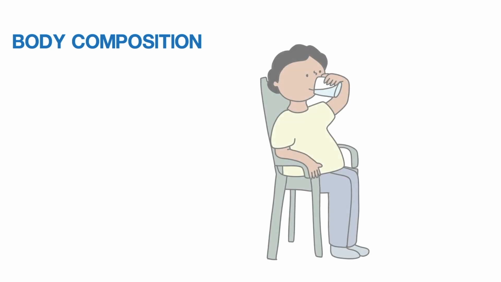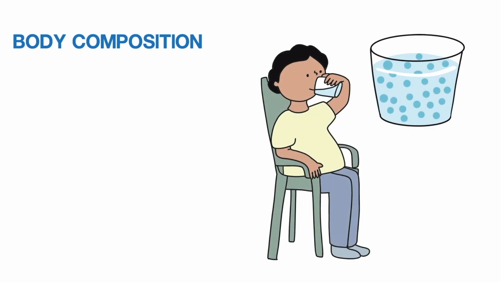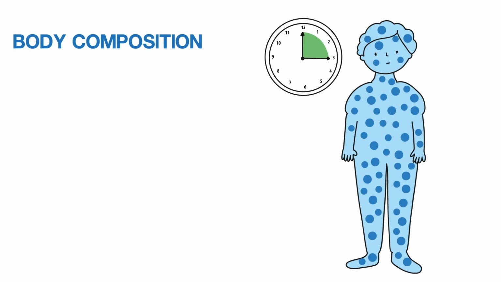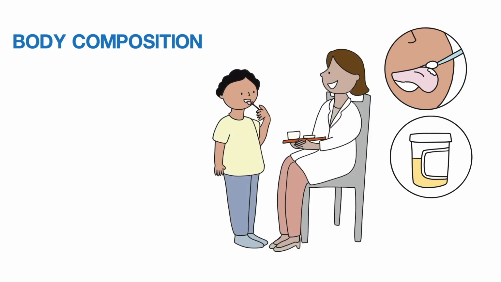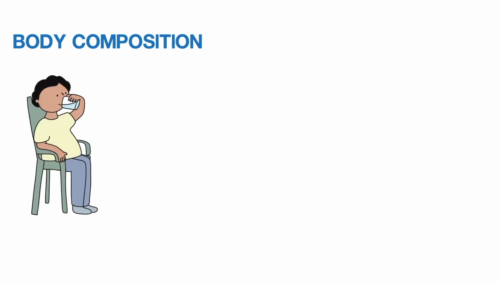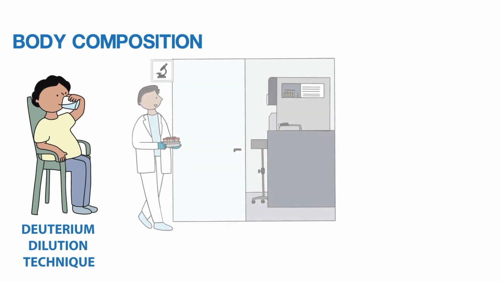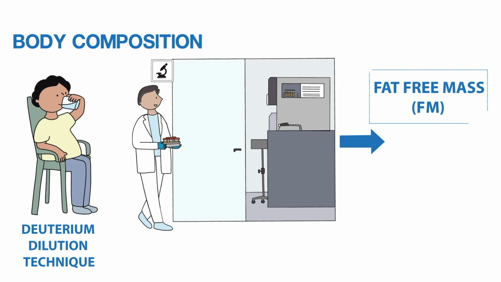Body composition. A person drinks a specific amount of deuterium oxide, also known as heavy water. After a few hours, the deuterium mixes evenly with the water in the body. Saliva or urine samples are collected to determine deuterium concentration. This allows scientists to calculate the total amount of water present in the body. From there, they can estimate the fat-free mass and the fat mass.